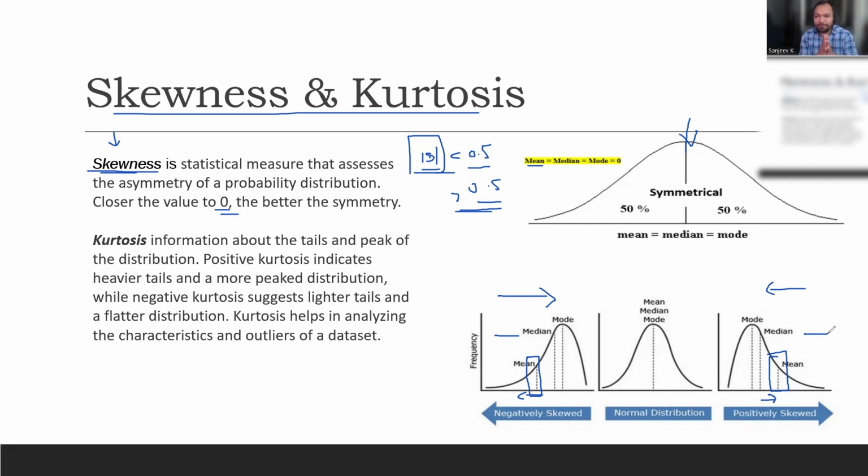So just keep in mind, if I say left skewed, most of the data is present on the right side and the tail is present on the left side. This is my tail. On the right skewed, the tail is on the right side and the data is present on the left side. Keep that in mind. Okay. And how to position the mean? In the left skewed, the mean is on the left of the median. And in the right skewed, the mean is on the right side of the median.